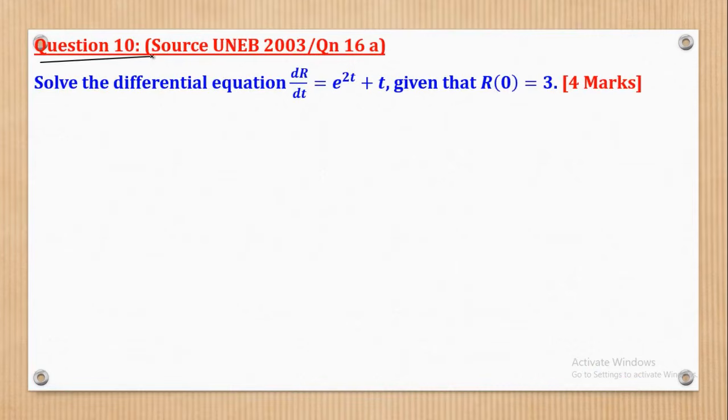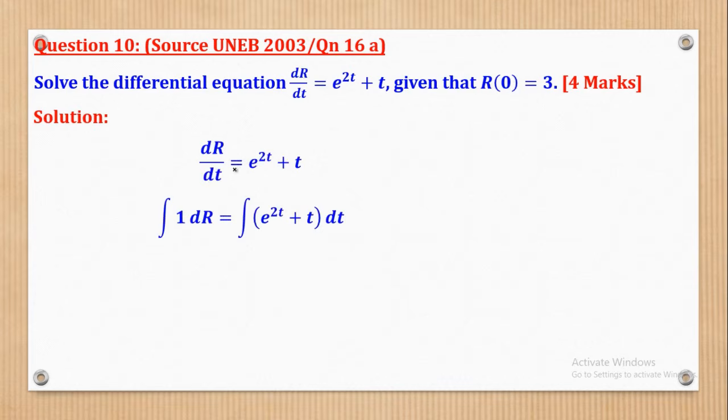So now we shall go to question 10, which came from UNEB 2003, paper 1, question 16a, and says, solve the differential equation this, given that r0 is equal to 3. So the first thing to do is to collect like terms and put integrals on both sides. Then integrate. So when I integrate this, I'll come up with r. Integrate this, I'll come up with this. This, I'll come up with that. Plus the constant of integration.